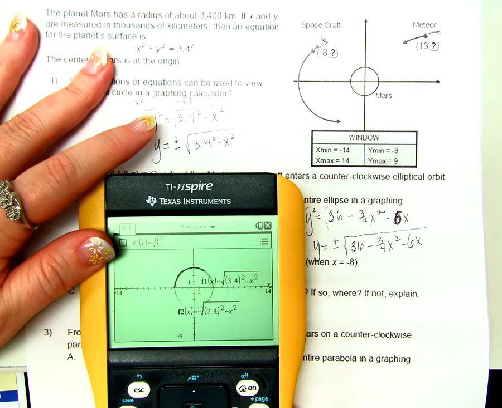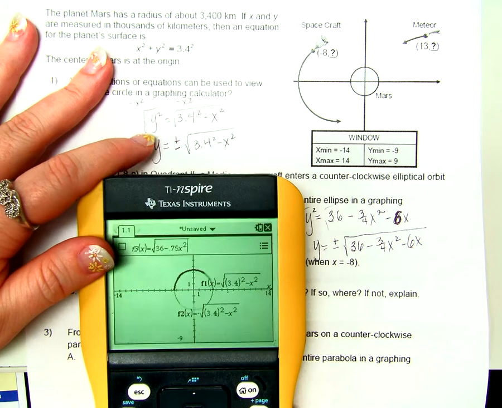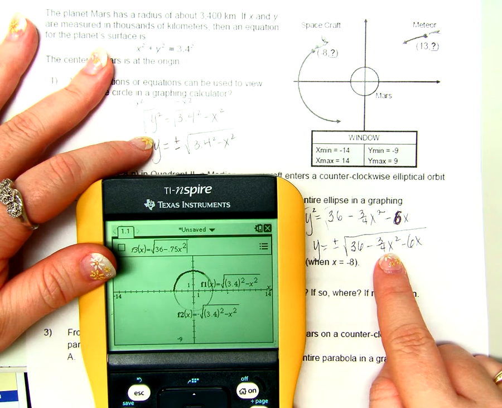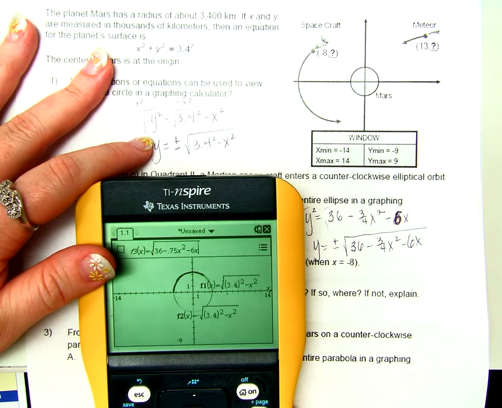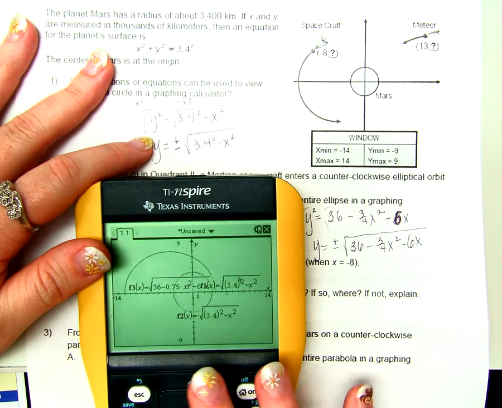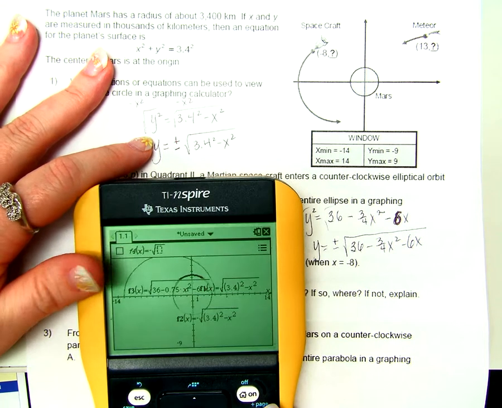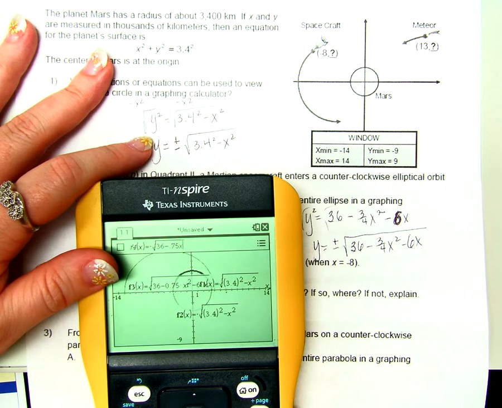Square root of 36 minus... Hey, can I do this? Is that okay? See what I put? I put 0.75, and this says 3/4. Oh, that's fine. They're the same? Okay, good. Tab negative square root 36 minus 0.75x squared minus 6x.